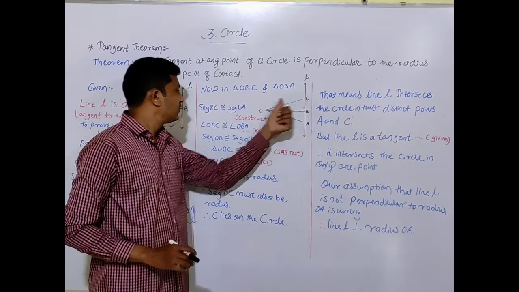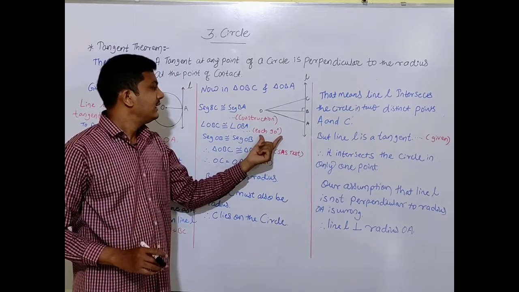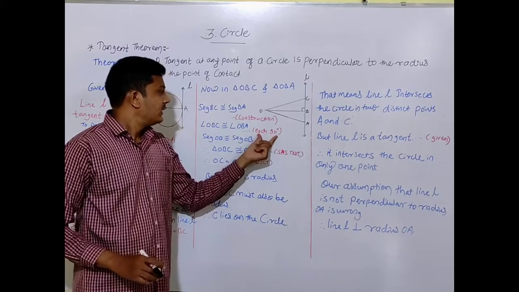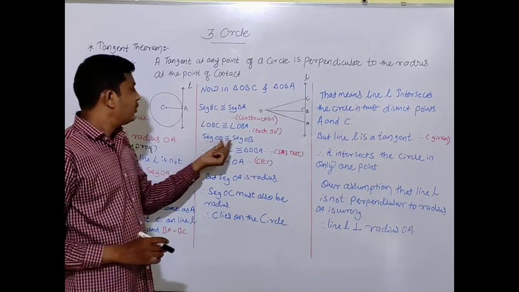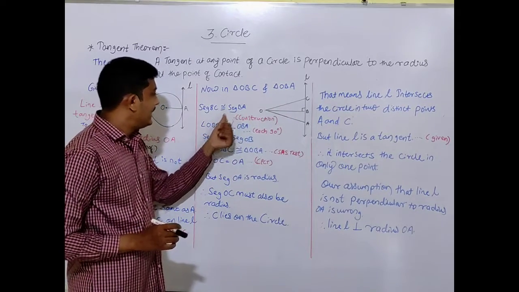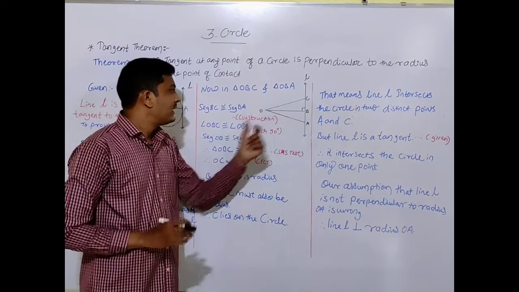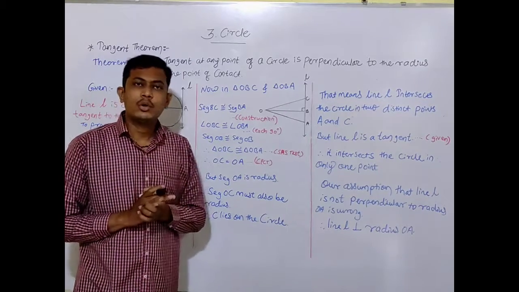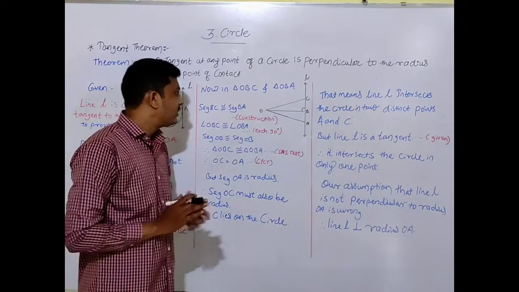Next, angle OBC is congruent to angle OBA, that is 90 degrees each, because OB is perpendicular to the line, so it forms a right angle. Segment OB equals OB, the common side of the two triangles. Therefore, by the angle-side test, the two triangles are congruent. If the two triangles are congruent, then corresponding parts of congruent triangles are also congruent. Therefore, OC equals OA.